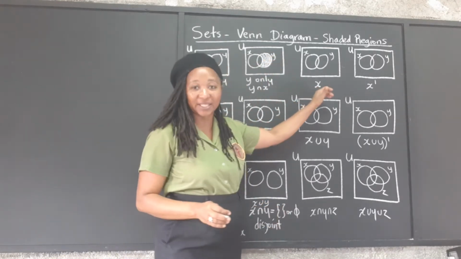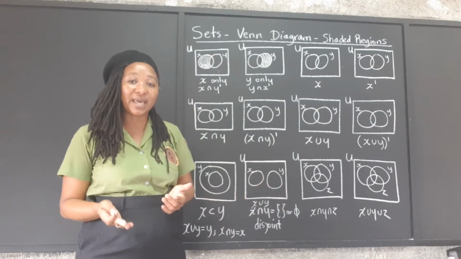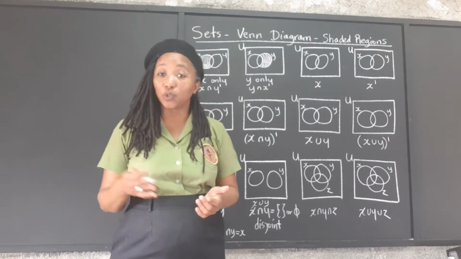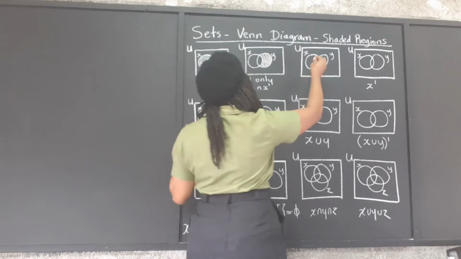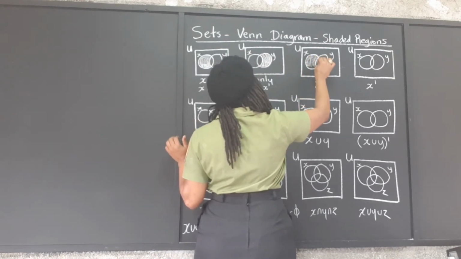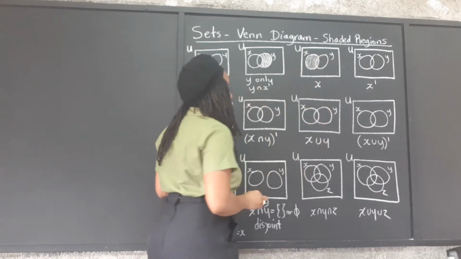How about X? Just X. So if we just want X, we're also talking about the part of X that includes Y, because that's X, right? Even the part that overlaps with Y is still X. So we would shade the entire circle of X, including the intersection.